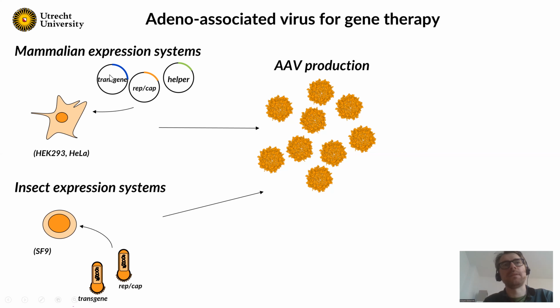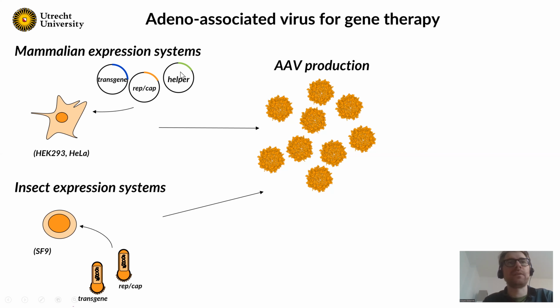So one plasmid contains the transgene, another plasmid contains rep and cap genes. These are proteins that can actually form the capsid and then fill it with the single-stranded DNA of the transgene. And next to that, you might need a plasmid for helper factors in order to get the replication of AAVs going. Because as I just mentioned, AAVs cannot replicate themselves.